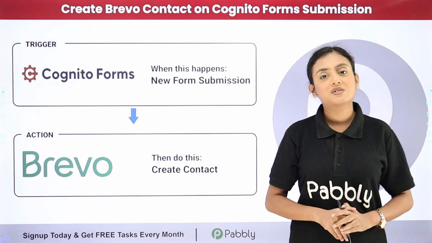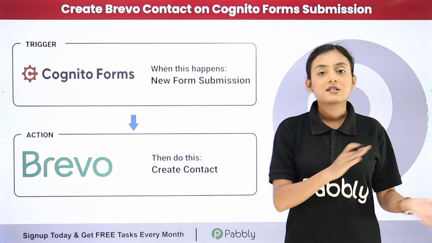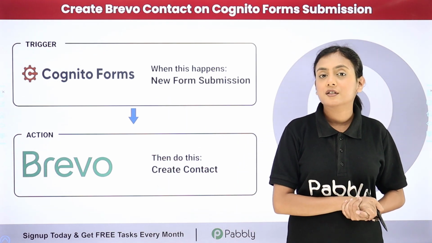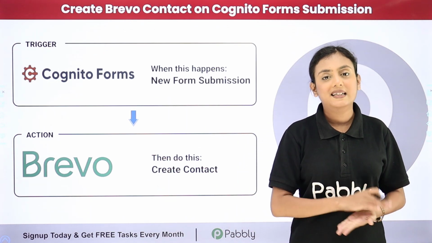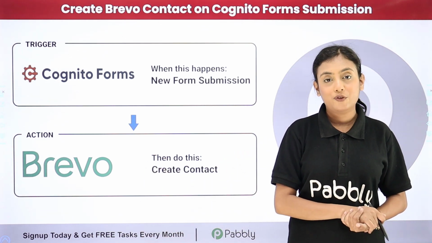In this video, we're going to learn how to create a Brevo contact on Cognito Forms submission. So I'm an owner of a real estate agency and using Cognito Forms, I have created a form with the help of which I collect my leads data. And I use Brevo to manage all my leads and their information.